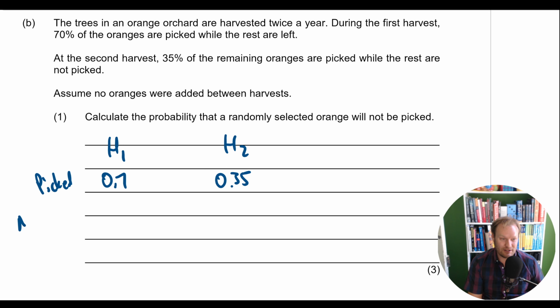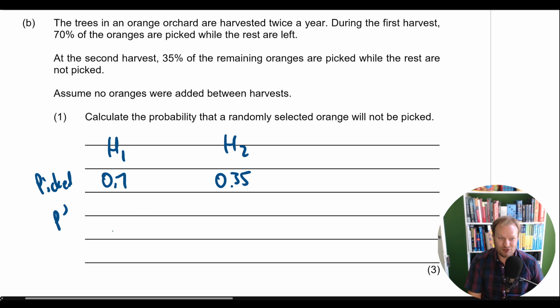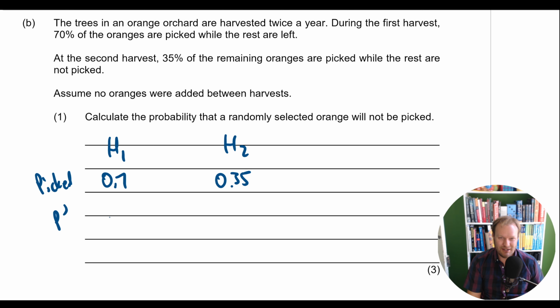In other words, we are told what the probability is of being picked, and not being picked is obviously just the opposite, because either it's picked or it's not picked. Binary situation here. So we've got a 0.3 and a 0.65.